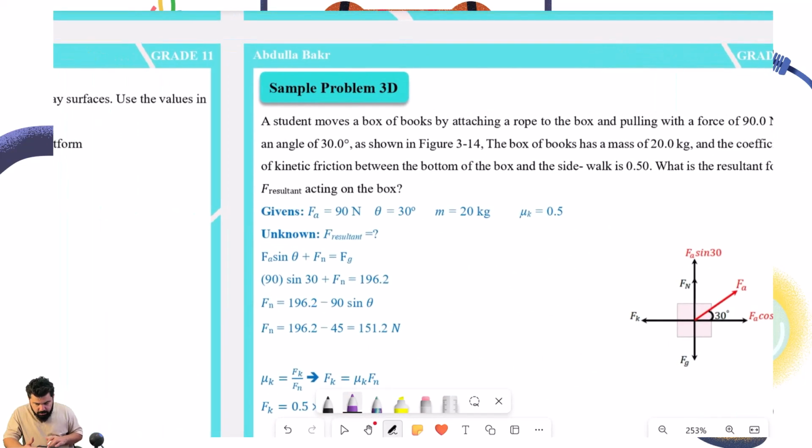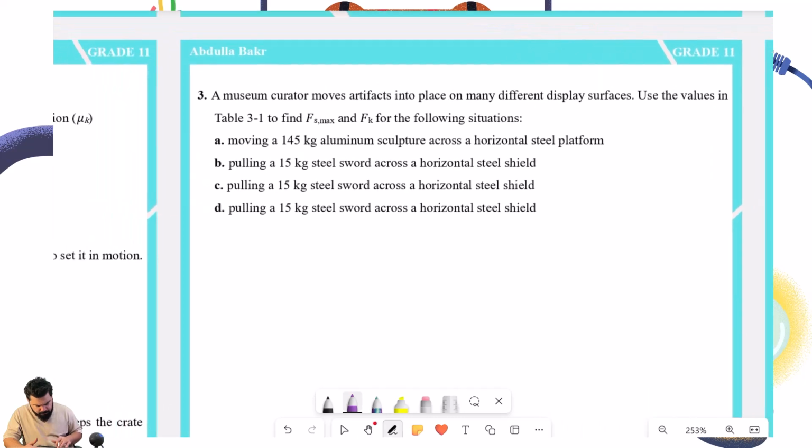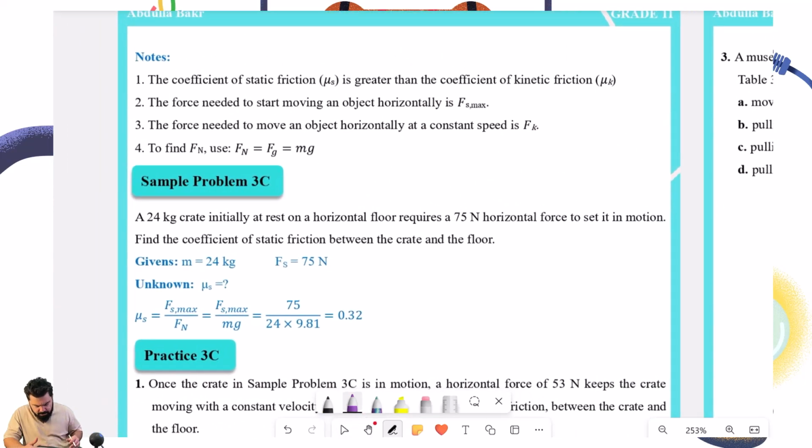So let's start solving some questions. Calculating the static friction or kinetic friction or coefficient of friction is really easy. If an object is stationary, you're going to calculate the static friction. If it's moving, you're going to calculate the kinetic friction.